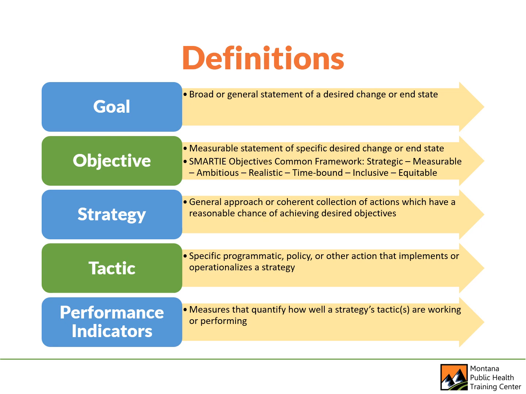How are we going to achieve that objective? And then the tactics are very specific, programmatic, policy, other actions that are going to take that strategy and make it play out in real life. And then performance indicators really measure how well those strategies and tactics are working or performing. It allows us to monitor our progress. So if things aren't working as well as we'd like, we can figure out what we need to change in order to make an impact.